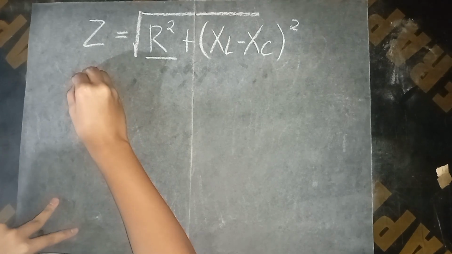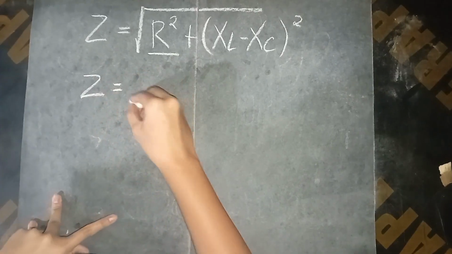So now, let's derive the formula of impedance if we get the resistance. Let's copy the formula first.